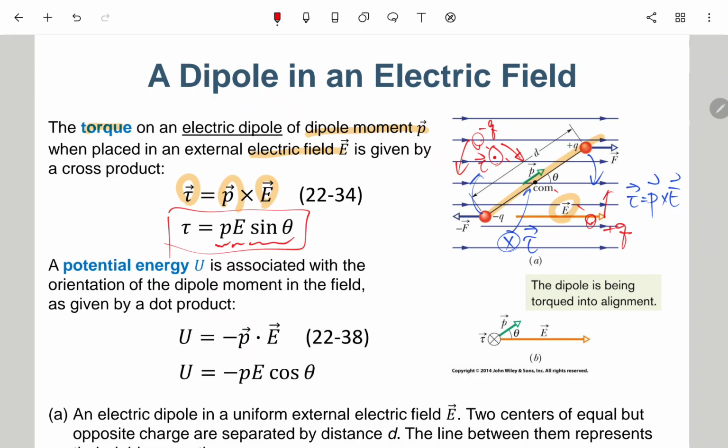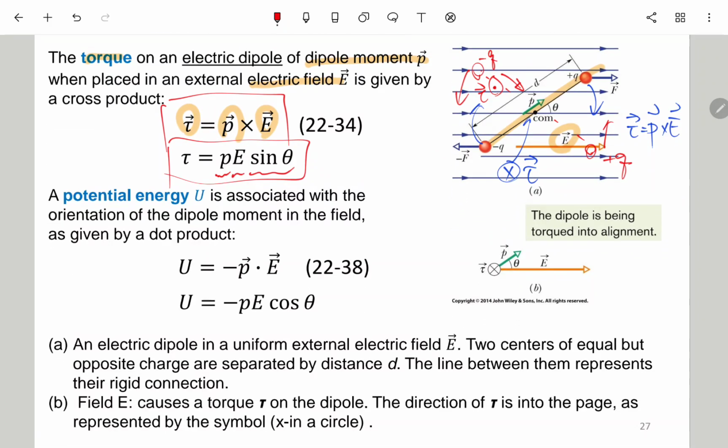Okay, so this is the torque, the magnitude, and the direction. And then we will also have something called the potential energy U. Potential energy U will be nothing but negative p dot E. So these are the two main operations for vectors. One is the cross product, and the other one is the inner product or the dot product, depending on how you call it.